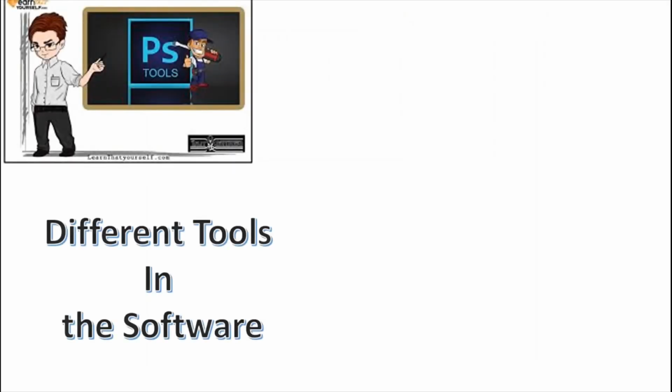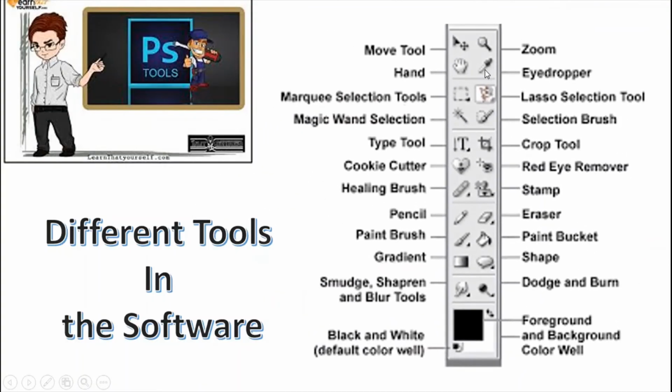We also need to know the different tools in the software para makakreate tayo ng digital art. Para mas easy nating gamitin yung software. One, we have here the Move tool. Once we click the image, we can have the Move tool. And lastly, the hand. Ito yung mga nagmo-move sa atin. Or mark selection tools. Kung halimbawa may gusto tayong i-select, the magic wand selection, the type tool, or kung saan makaka-insert tayo ng text.